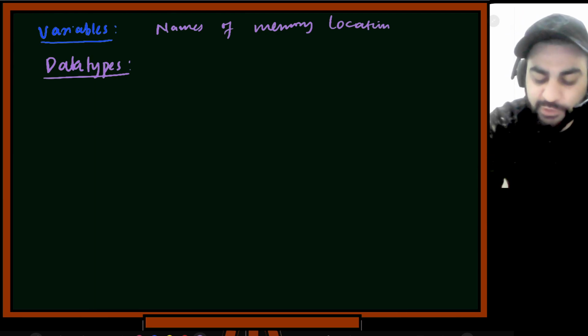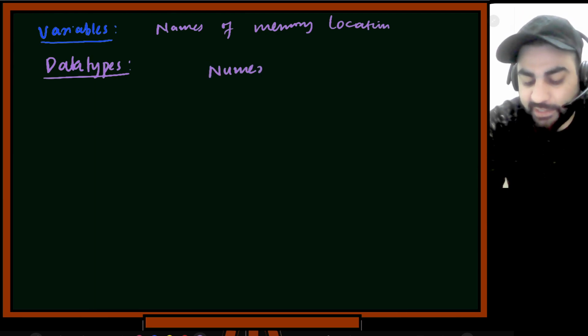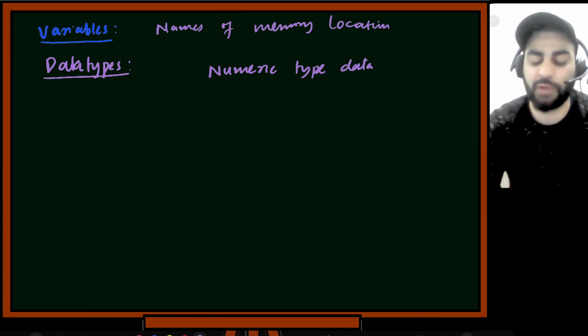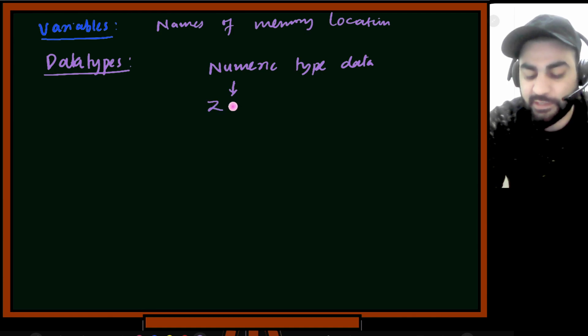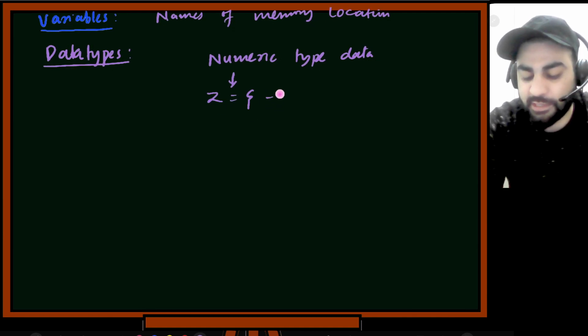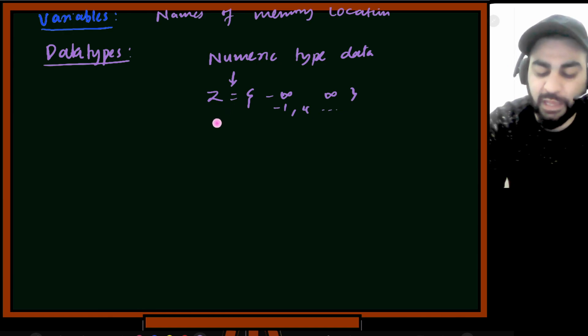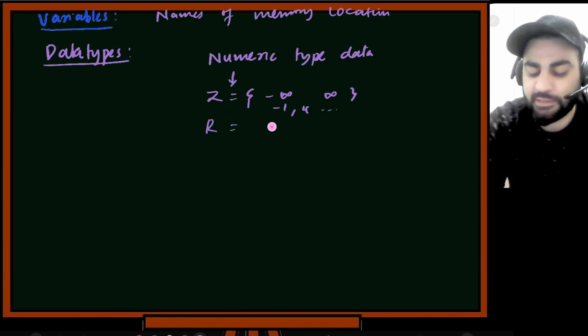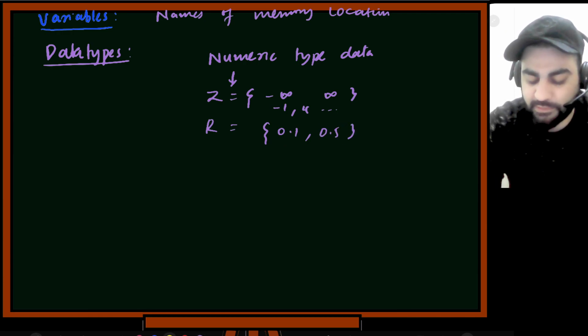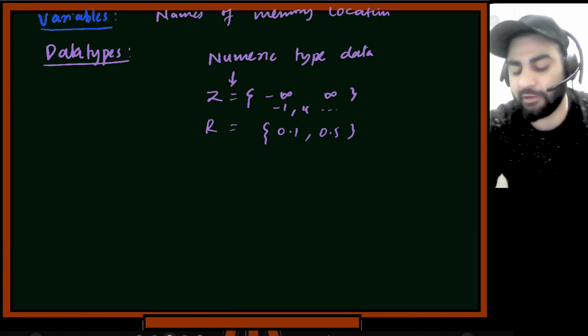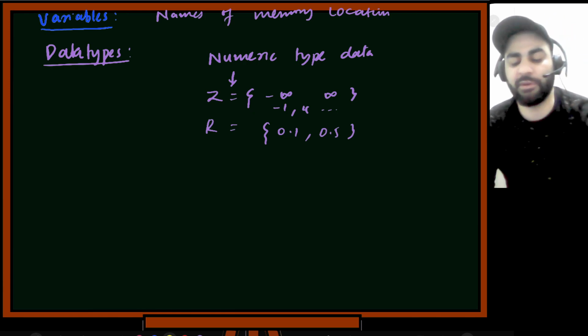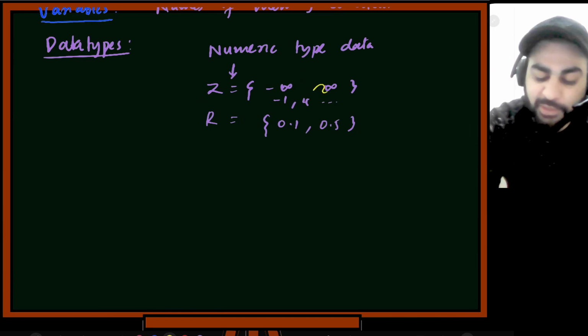If you see, we have numeric type data in which we have integers. Integers mean minus infinity to infinity with discrete values. So we'll have -1, 4, something like this. Then we have real numbers, 0.1, 0.5. And then we can also have, let's suppose, some imaginary numbers. So these all are numeric data types.